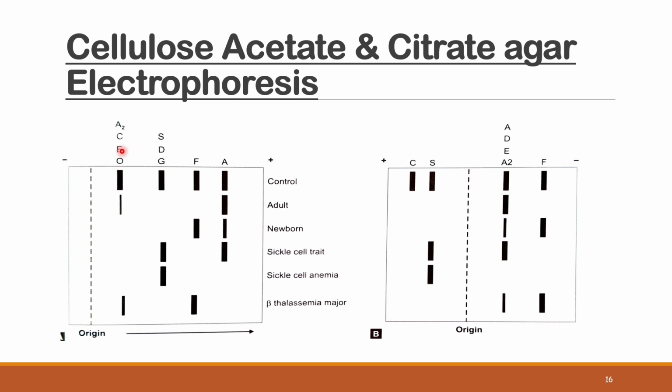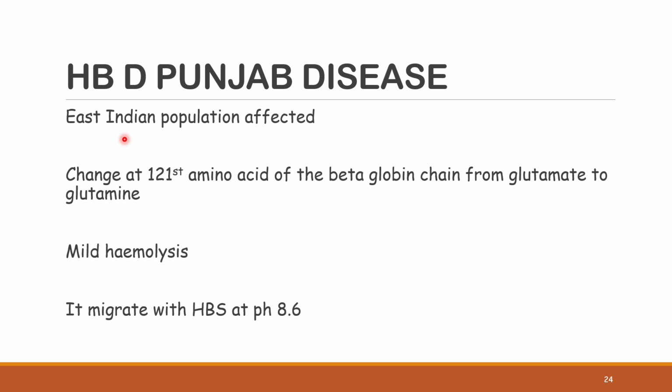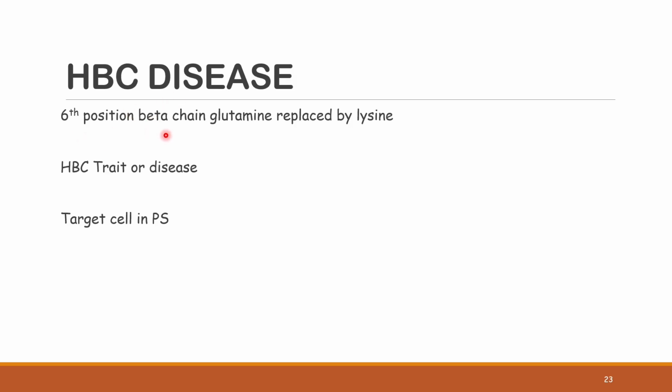The migration rate is very slow, right? So this is HbS. However, the best method for its detection is HPLC.